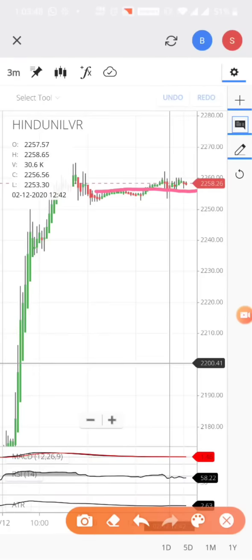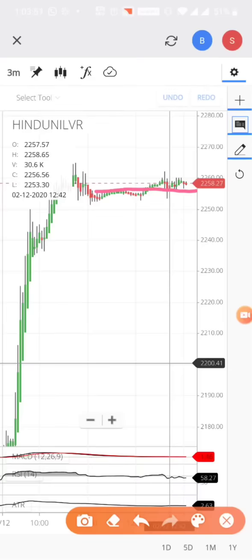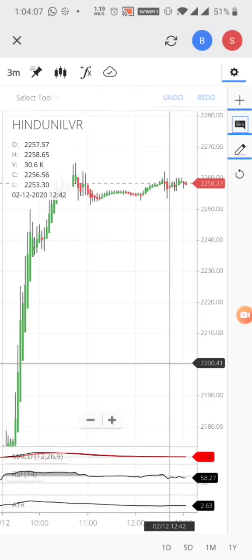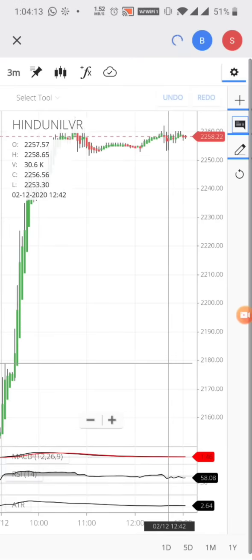Like I told, I was taking the class and still I could take an advantage here. You see there's a breakout which happened. 2256 is the resistance, and later the breakout has happened. I took an advantage of around 7 rupees. I had taken 230 shares for this demo trade. 230 into 7 rupees, around 1616 rupees I booked in this particular trade.